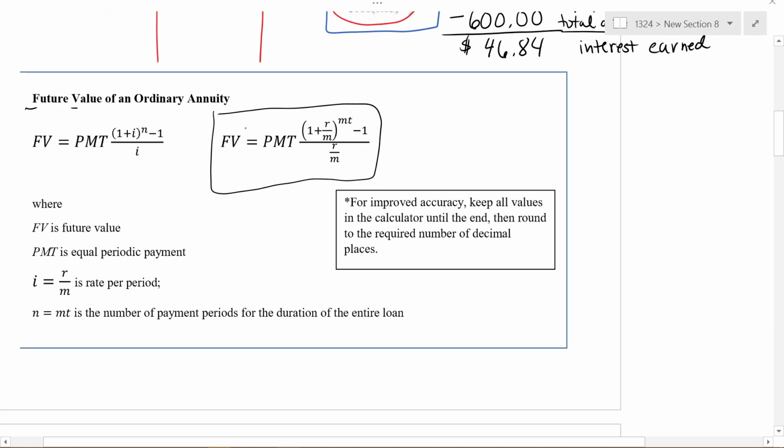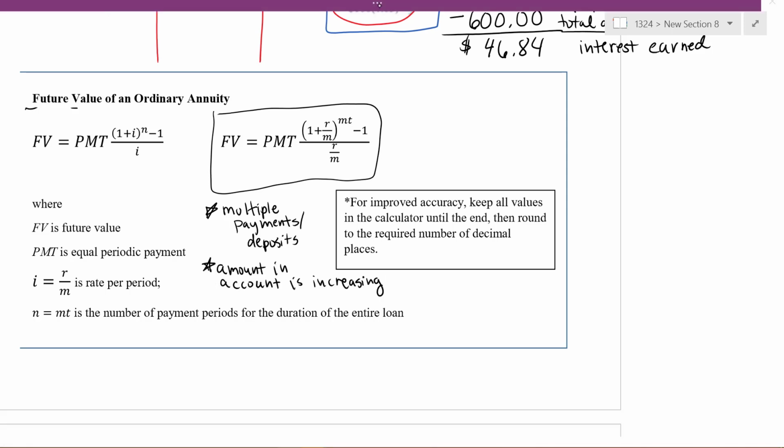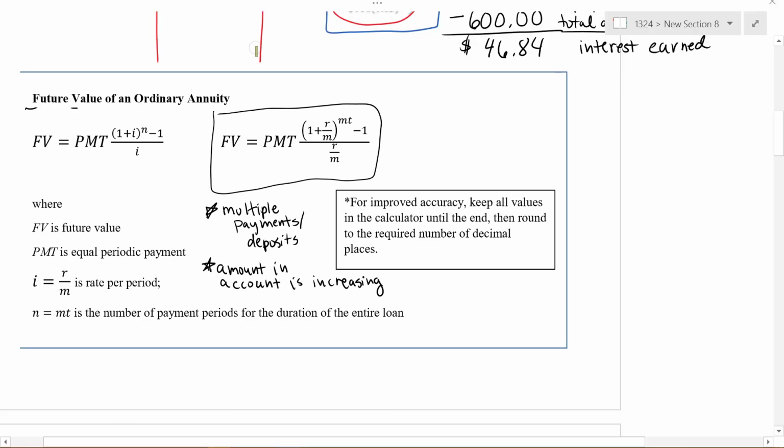Okay, so there's two things again in order to use this formula that must be true. Number one, you have to be making multiple payments or deposits. Secondly, in order to use the future value annuity formula, you need for the amount in the account to be increasing. All right, so if those two things are true, then you can use the future value annuity formula.